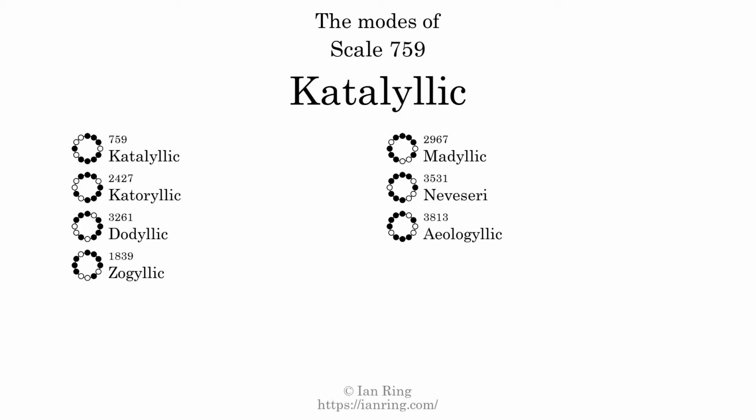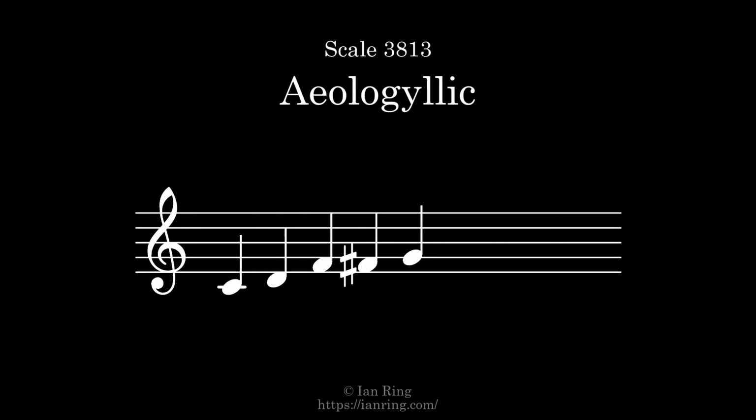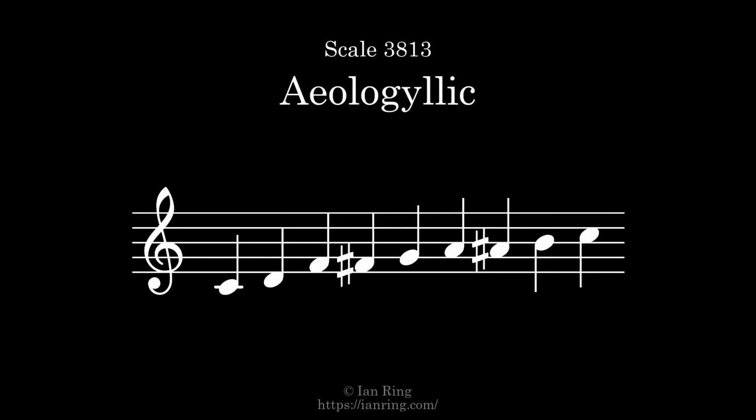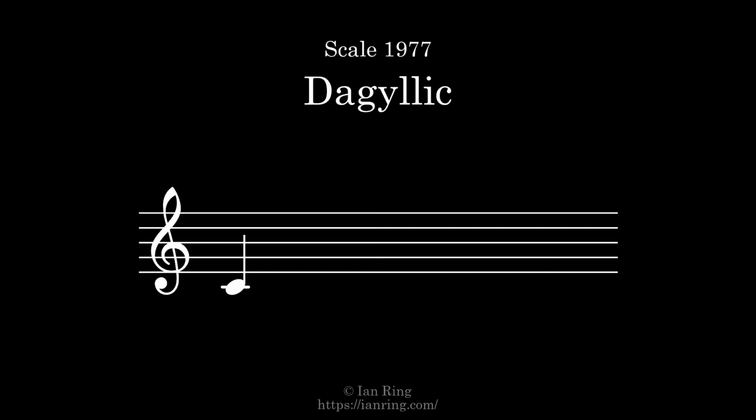The seventh mode is scale 3813, also known as Katalyllic. It sounds like this. The eighth and last mode is scale 1977, also known as Katalyllic. It sounds like this.